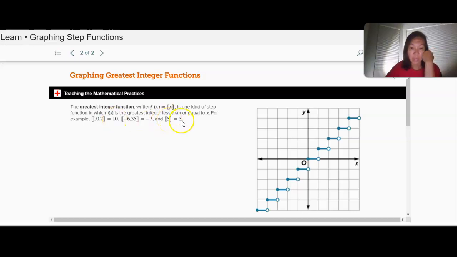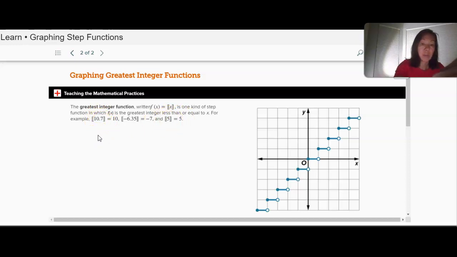If we have an integer itself, the output would just be equal. So if we have -6.35, what's the closest integer to it that's not bigger? Be careful with negatives, because technically -6 would be bigger. -7 is less than this value right here. So our output cannot be greater than the input. It could be equal, but it can't be greater.